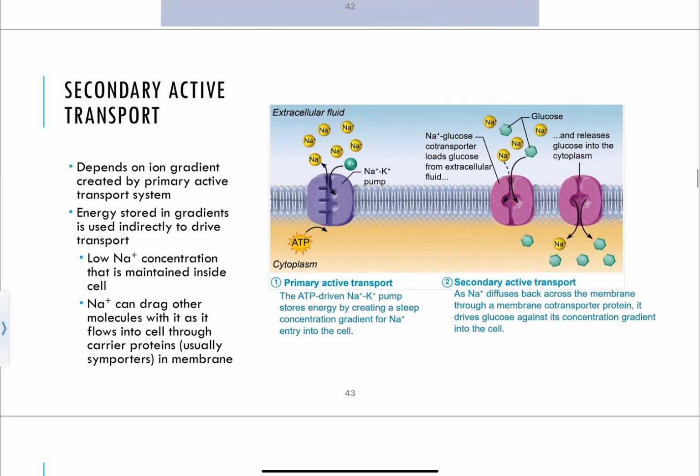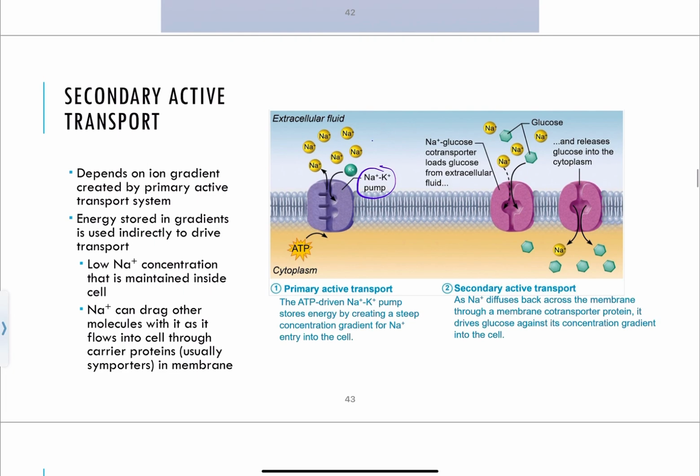So secondary active transport, again, it requires energy, but it requires energy indirectly, and it's also called co-transport. So basically, here's our sodium potassium pump right here, where we're pumping 3 sodium out and bringing 2 potassium into the cell. So this requires energy. What happens in secondary active transport is that this high concentration of sodium on the outside of the cell can be used to bring other substances into the cell.